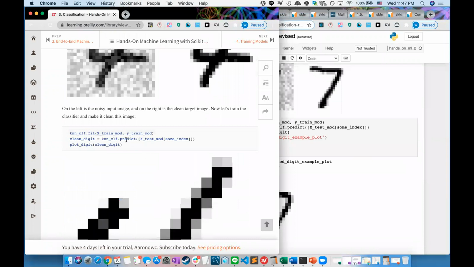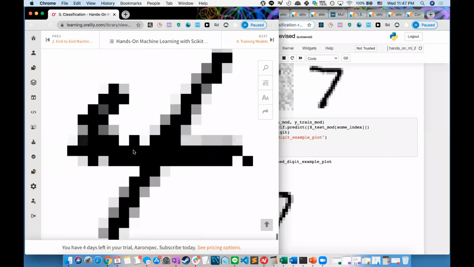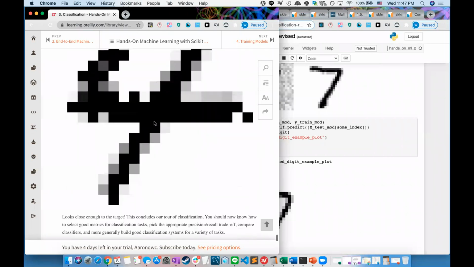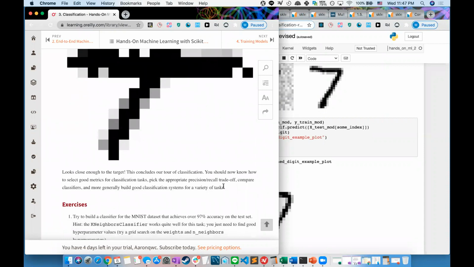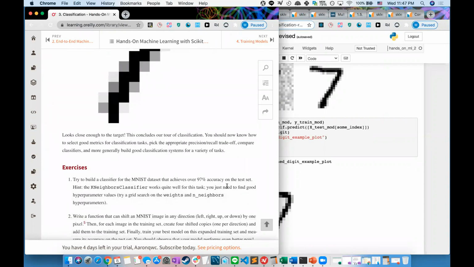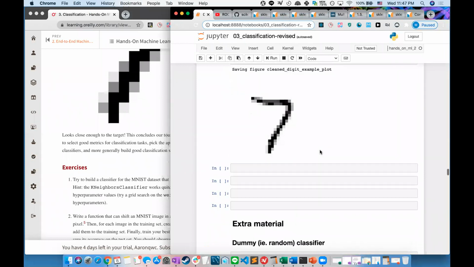And I think the code here just fits and predicts that image, and it turns out to clean the image, and we're done. So any questions at this point?